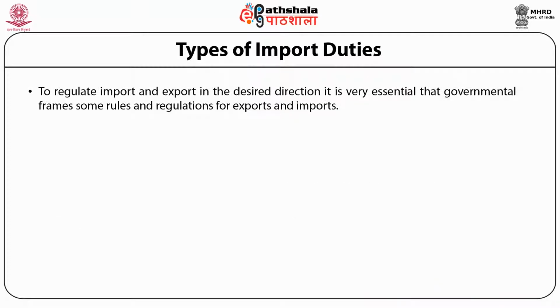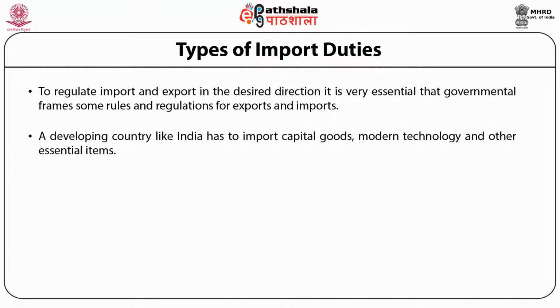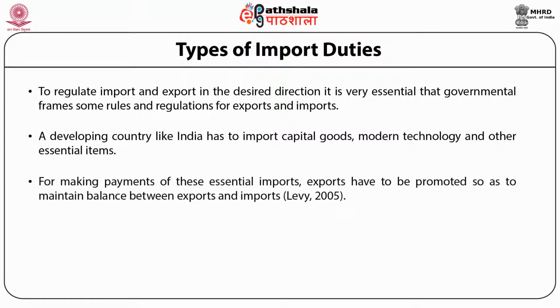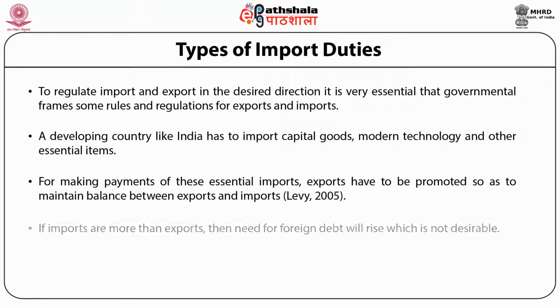To regulate import and export in the desired direction, it is very essential that the government frame some rules and regulations for export as well as for imports. A developing country like India has to import many goods like capital goods, modern technology, and other essential items from various countries of the world. For making payment of these essential imports, exports have to be promoted so as to maintain balance between export and import, as conveyed by Levy in 2005 in his book. If imports are more than the exports, then the need for foreign debt will arise, which is not desirable for any economy.